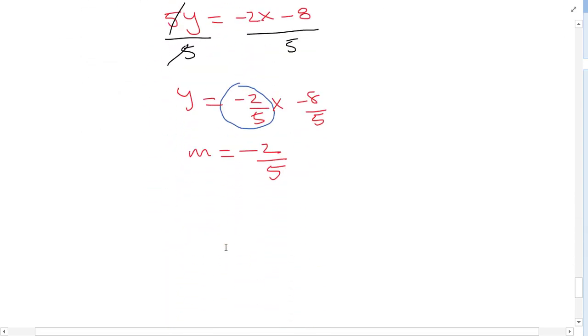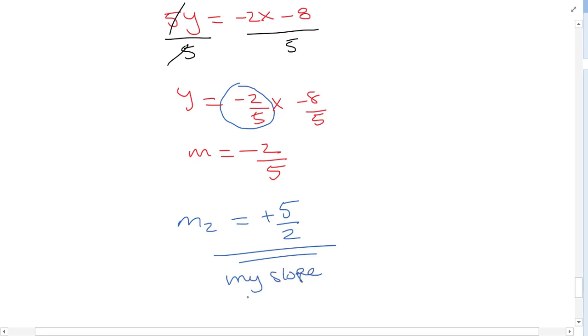So the line that I want, my M2, is going to be the opposite. So since this is negative, my slope is going to be positive, and the reciprocal of 2/5. So the reciprocal of 2/5, I just flip the fraction. It will be 5/2. So this is my slope, this is what I'm after.